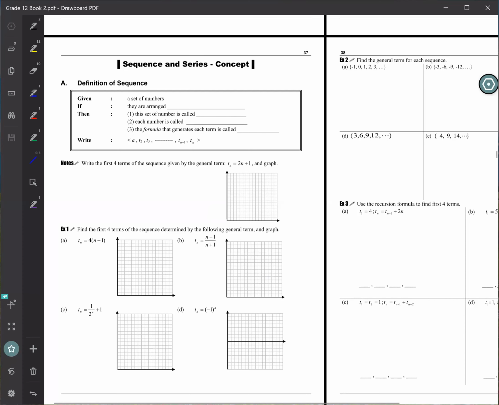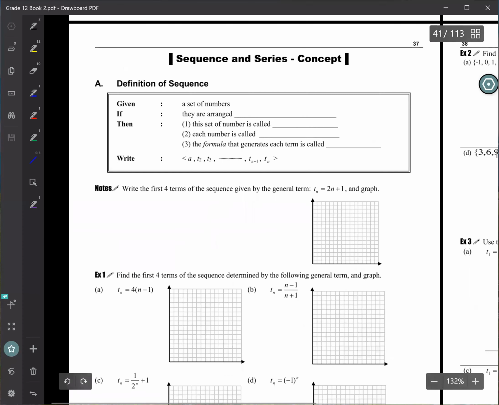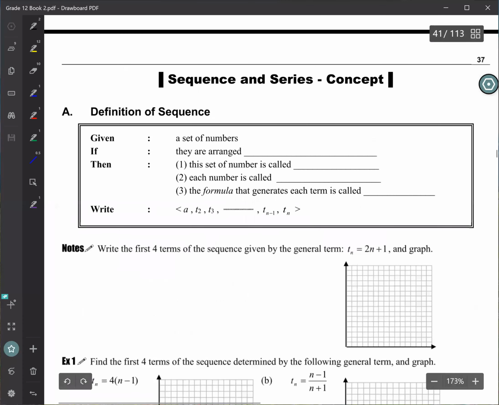So for sequence, we can go through the introduction just a little bit, and then dive right into the geometric. So a sequence is just a set of numbers. They are arranged in order, in a pattern. Okay, so it's not a random set of numbers, right?